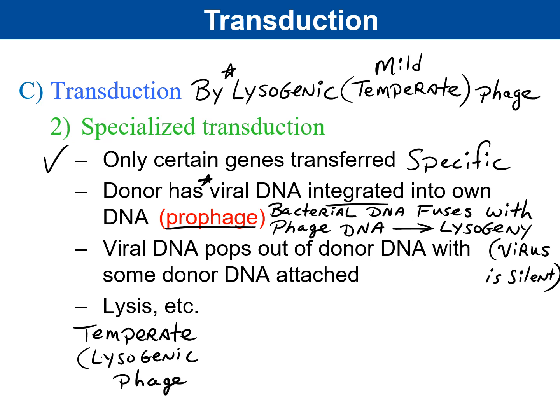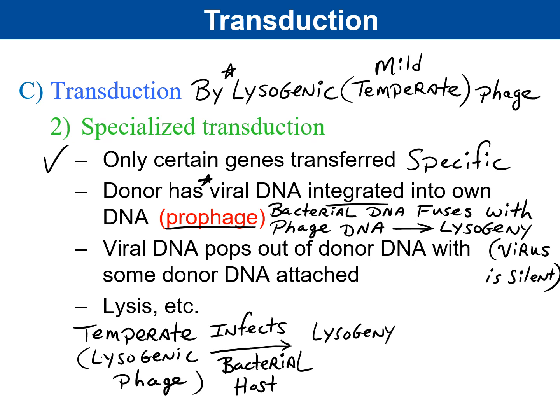And what this temperate or lysogenic phage does is it infects the bacterial cell. So infection occurs. And then that host will undergo what's called lysogeny. And lysogeny is a waiting period. It's a silent infection. And for how much time we don't know.